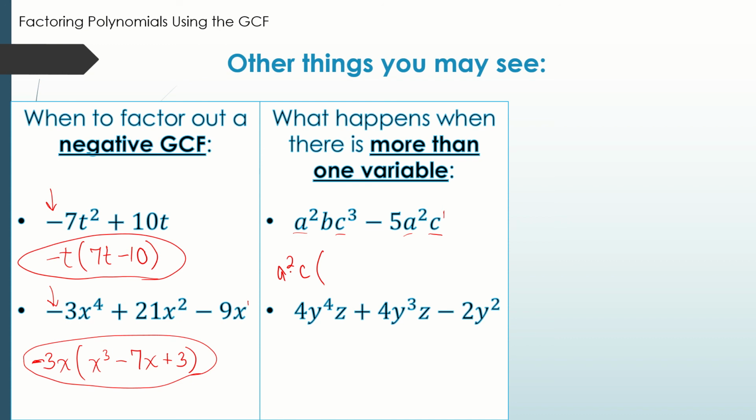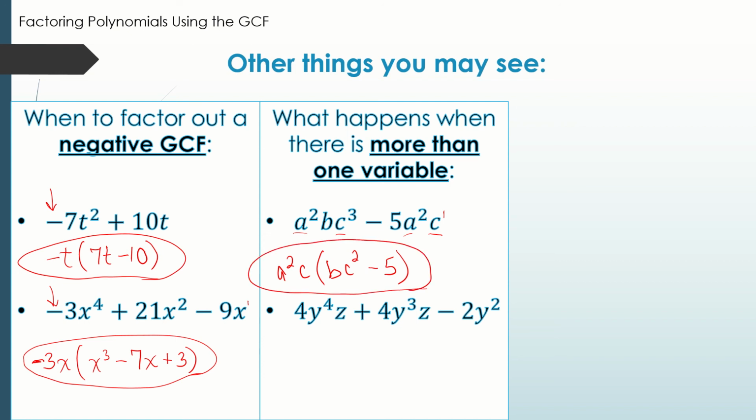I had two a's, I took two a's out of that term, so there are no a's left in that term. B, I didn't take out any b's, so that's still there. I had three c's, took one out, so I have two left. So b c squared is what's left in that first term when I divide out a squared c. Negative 5, there was no number to change that. A squared, I took out a squared, so there are no a's left in that term. Had a c, took out a c, so there are no c's left in that term. So this is our factored answer.